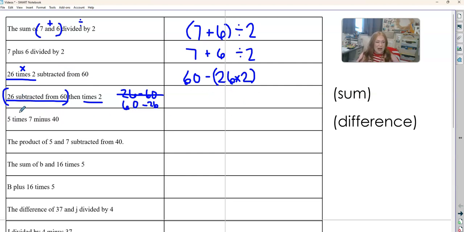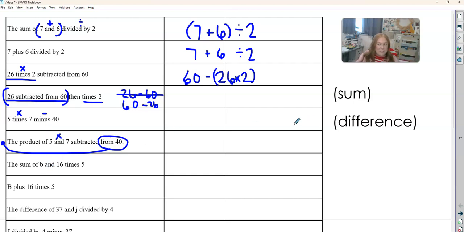Okay, this one says 5 times 7, and then minus 40. So I'm going to just write it as it is written out. This one says the product, so that's a times of 5 and 7. And then I'm going to subtract this from 40. So remember that from 40, it's got to go all the way to the front. So 40 minus 5 times 7. I'm going to let you write that out. So we're taking that 40, that from, goes all the way to the front.